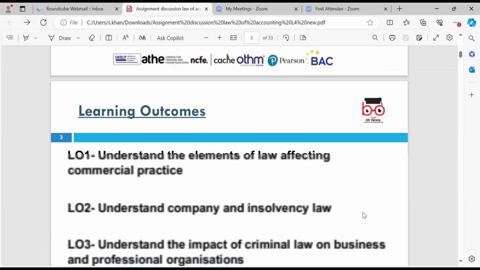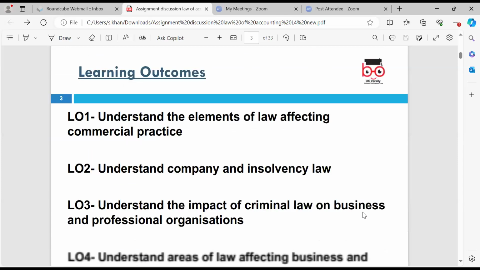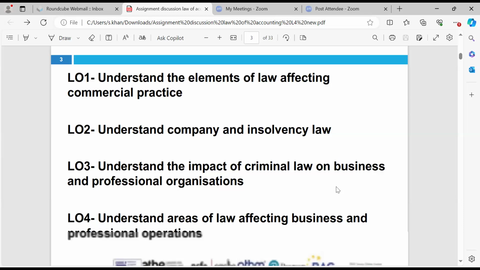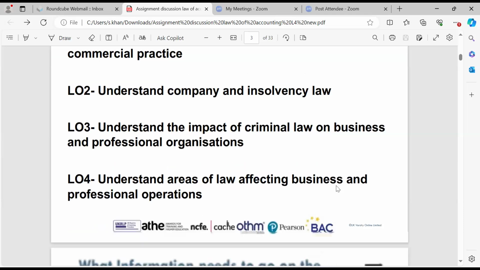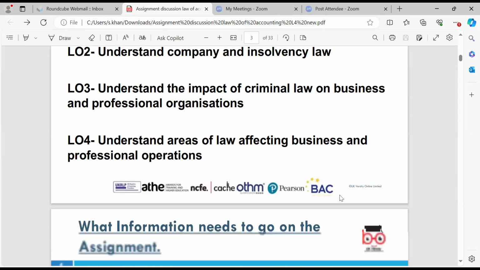So the learning outcomes we've just quickly summarized are 1, 2, 3, and 4. The first one is to understand the elements of law affecting commercial practice. Second, we looked at understanding company and insolvency law. Learning outcome 3, we looked at understanding the impact of criminal law on business and professional organizations. And learning outcome 4, understand areas of law affecting business and professional operations.